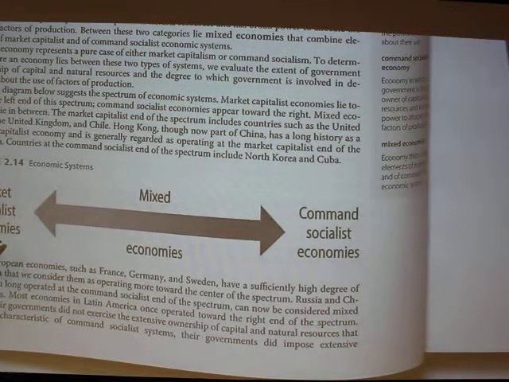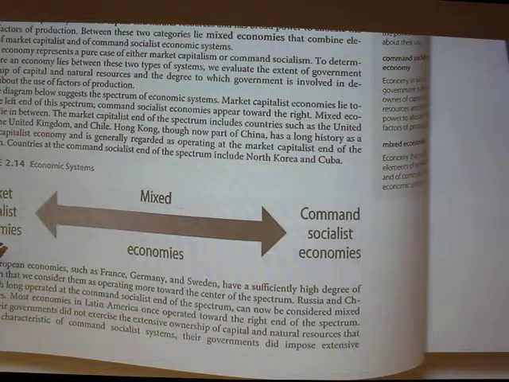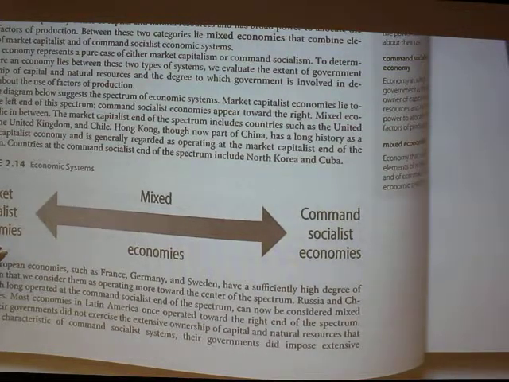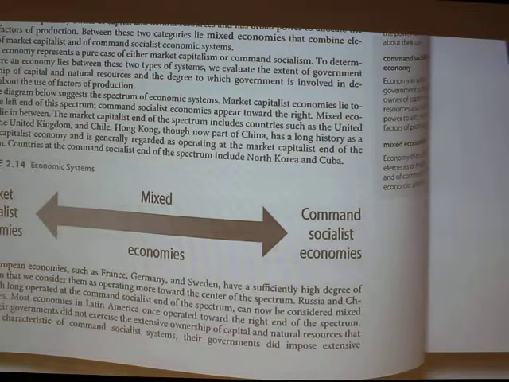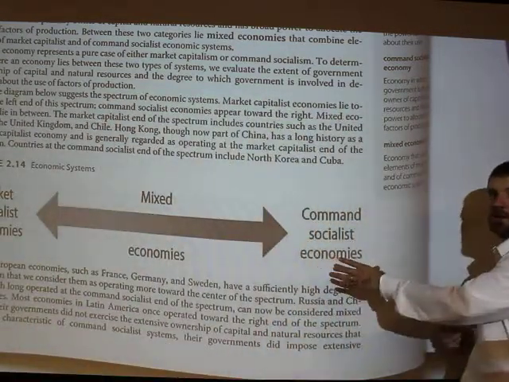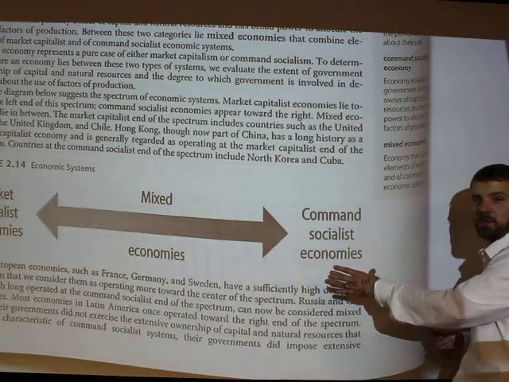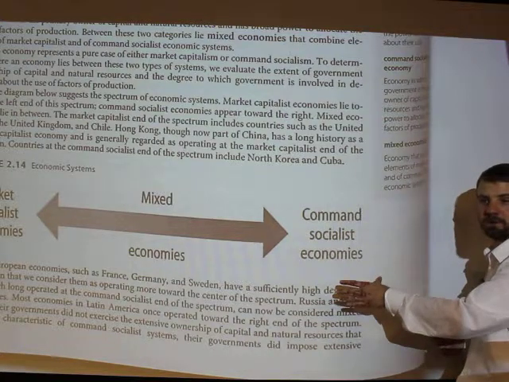So on one end we have economies that are free trade, with very few restrictions on the types of economic behavior people can engage in. On the other hand, we have command socialist economies. The government will tell you what job you will have. They will tell you how much milk will be produced and everything else.